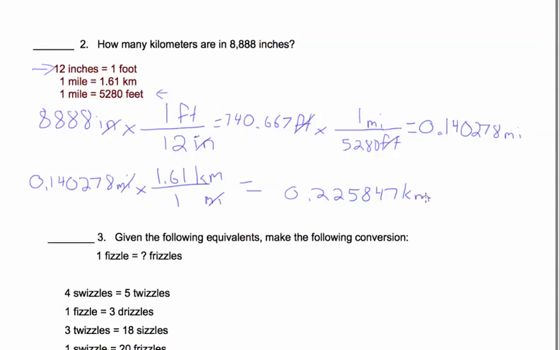So if you have 4 in your answer here, when we look at our conversion factors, we have 2 significant figures, 3 and 3, so we need to round our answer to have 2 significant figures. So we have 0.23 kilometers. Let's look at one more example.